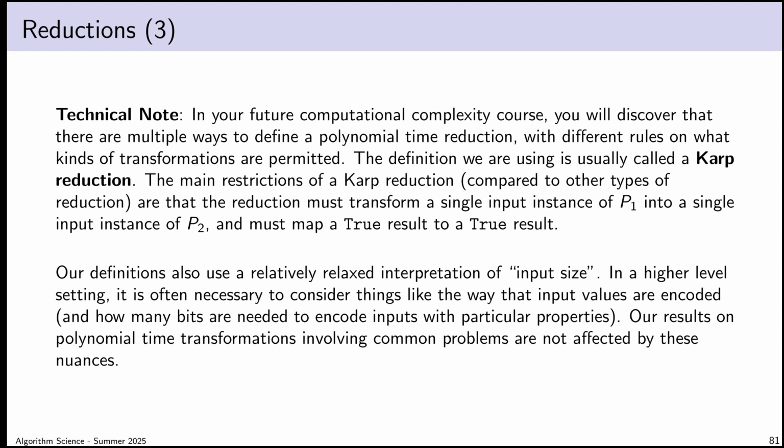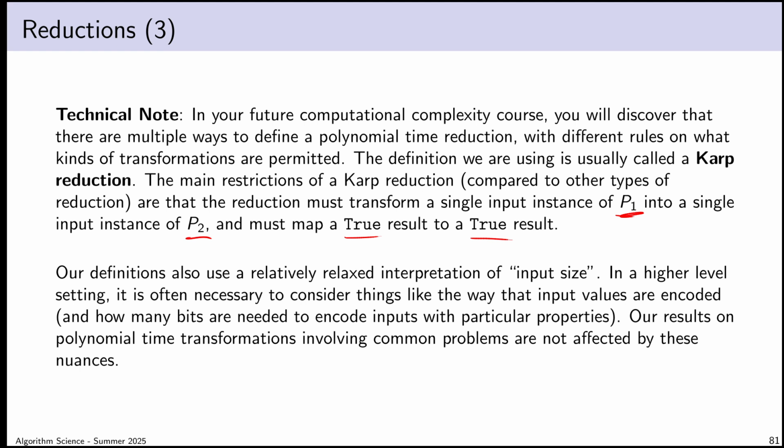So what I've defined here is called a Karp reduction and is considered to be one of the more strict forms of reduction. The main restrictions of Karp reductions are that the reduction must turn a single instance of P1 into a single instance of P2, and that it must map a true result to a true result. It can't invert the result. It can't say that if P2 comes back false, P1 is true and vice versa. That is considered a pretty strict requirement.